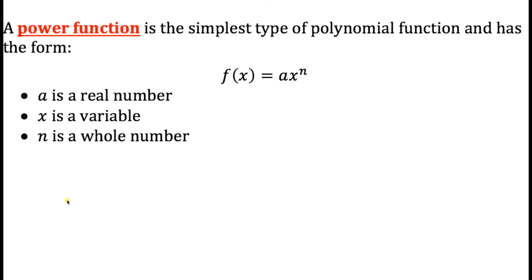Power functions are the simplest type of polynomial functions because they're just one term. So power functions are polynomial functions that only have one term. There's nothing added or subtracted after that one term. So in this power function, a is always a real number, that's our coefficient, x is our variable, and n is a whole number, and it's always going to be non-negative. So it'll be a positive integer.